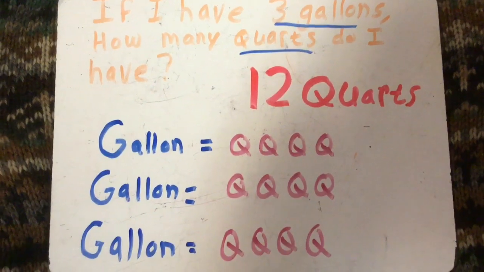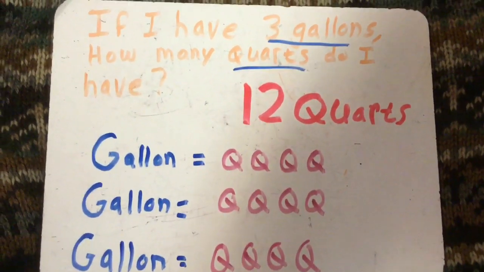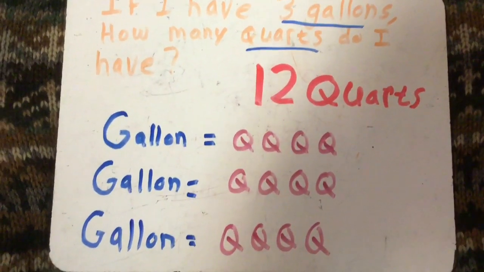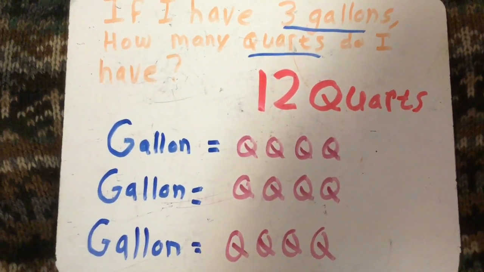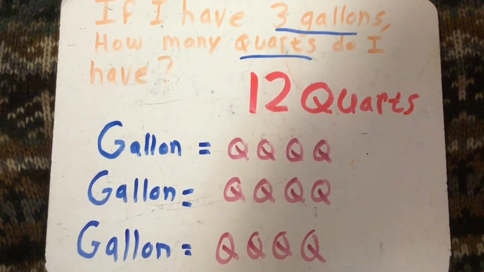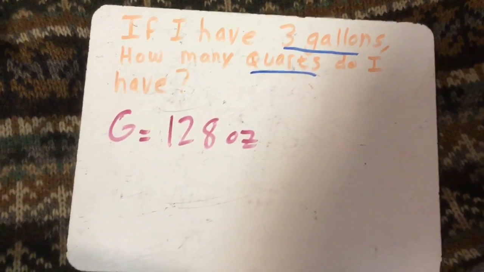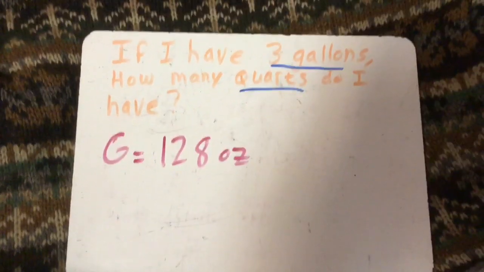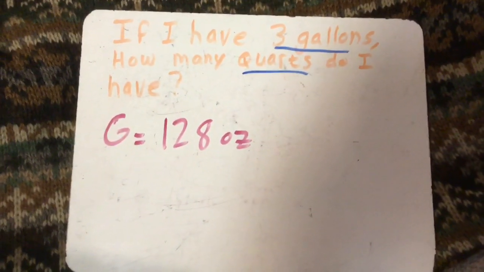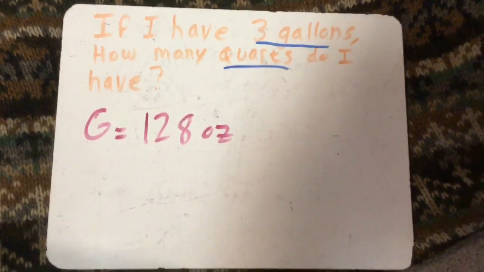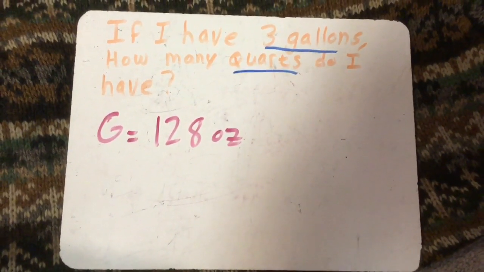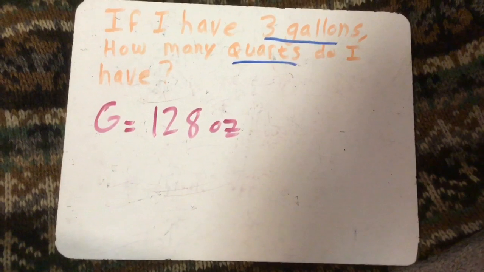I'm going to show you another way to do it now. Either way will work. This way might work better for most of you. If it works, use it, try it. Here's another way, it's an option. Okay, this is another way to solve the same question. I want to make sure you realize it's the same question. I've got 3 gallons of milk. How many quarts do I have?